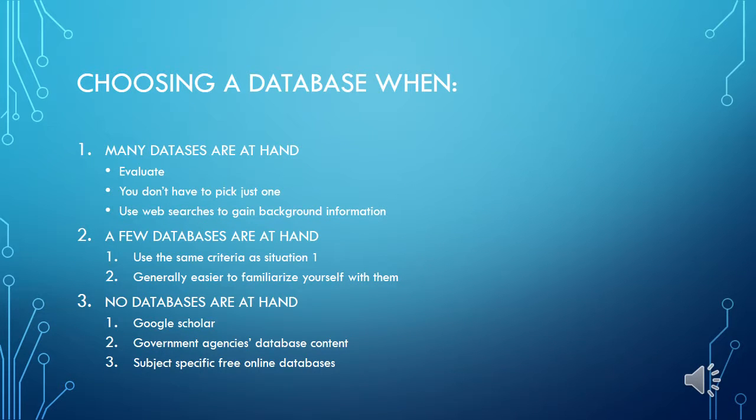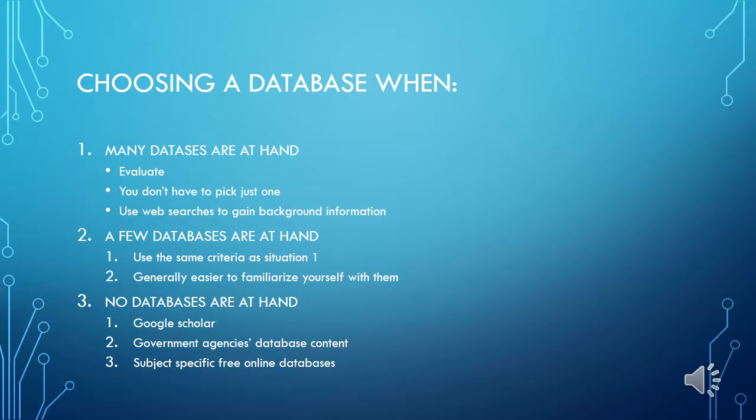Once it is established that a database is required for the information need, Bell offers 3 scenarios which affect the database selection process and to determine how and where to begin database searches when yourself or your institution has either many databases at hand, only a few databases at hand, or when there are no databases at hand for use. When database resources are plentiful, evaluation is necessary.